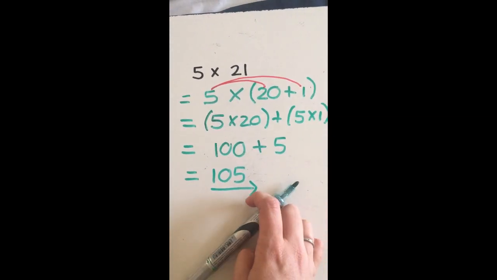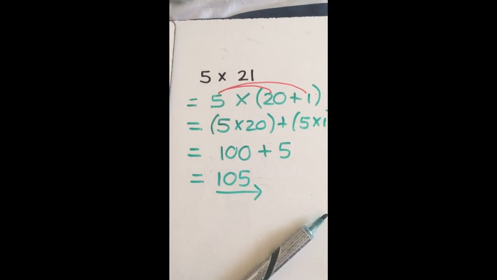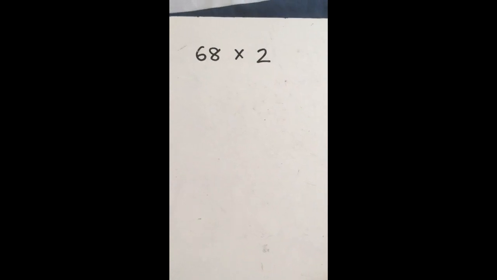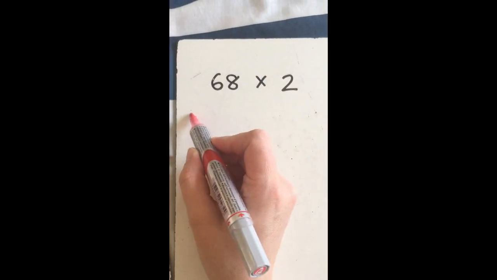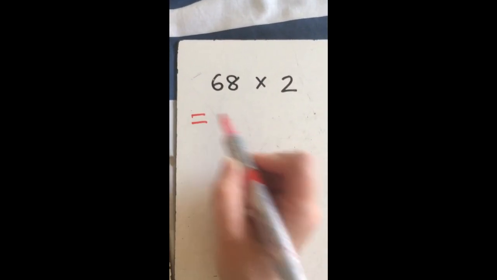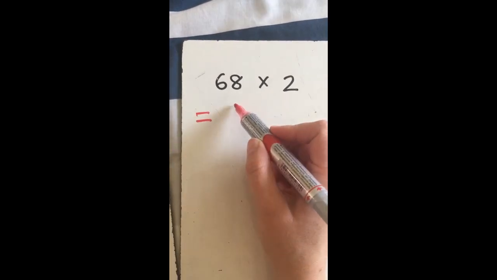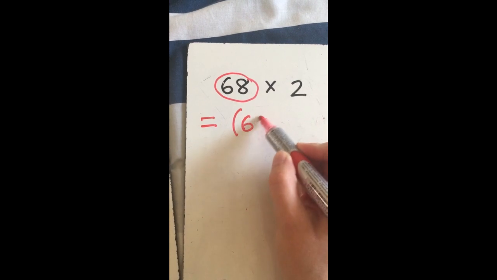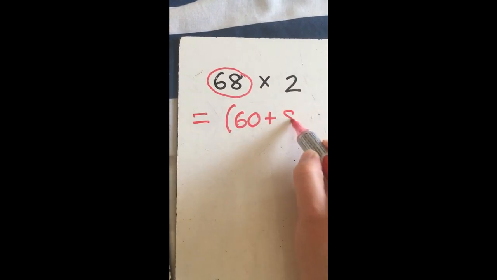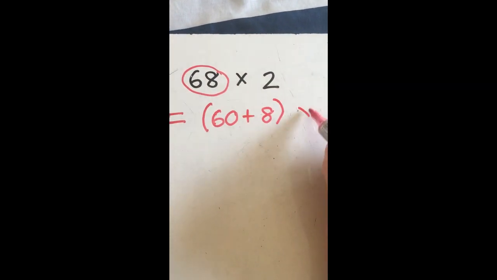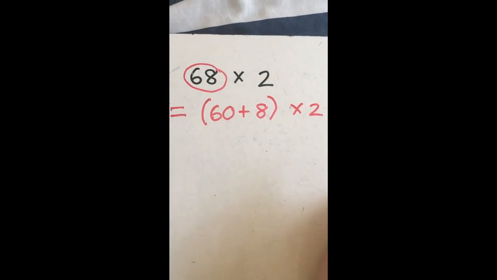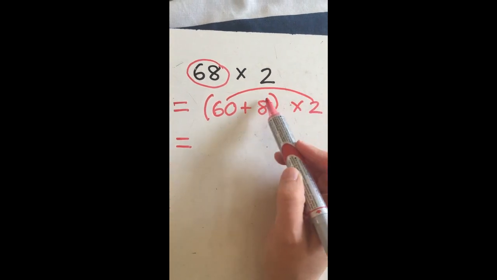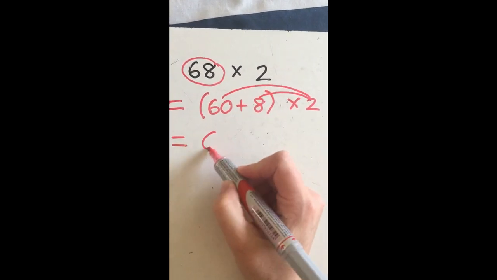We can use the same method when the numbers are swapped around, when the double-digit number is first. So we'll do exactly the same steps. We'll just do them in the opposite order. So first I'm going to break up my double-digit number in tens and units. And then I still say times 2. Next I'm going to do my pairs. So that one and that one.